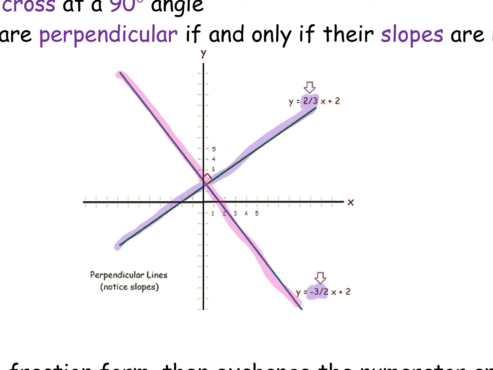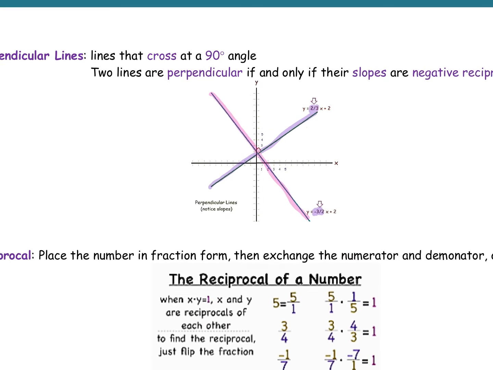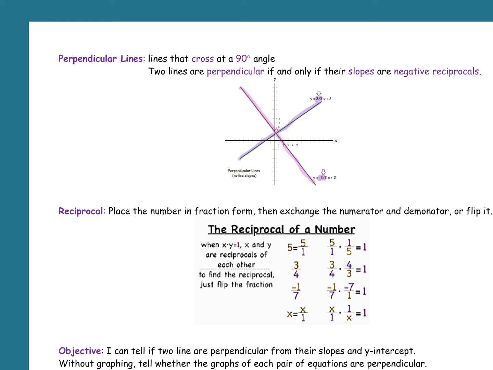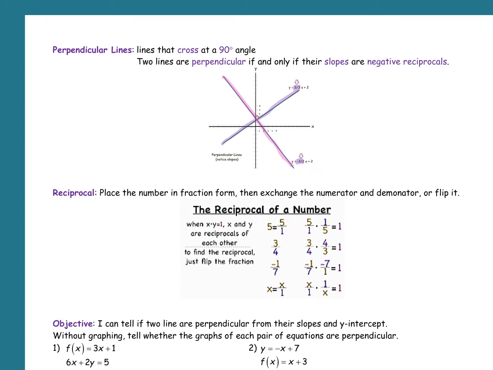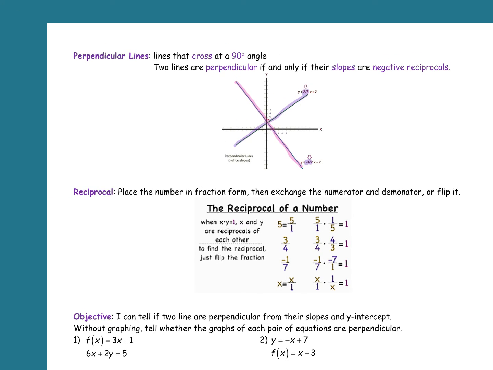Yeah. Otherwise, they can't be perpendicular. Okay? So then I did define reciprocal: place the number in fraction form, which means if I have a whole number, I put a 1 underneath it. And then I exchange the numerator and denominator, or flip it. So there are some examples in case you don't know what that means.